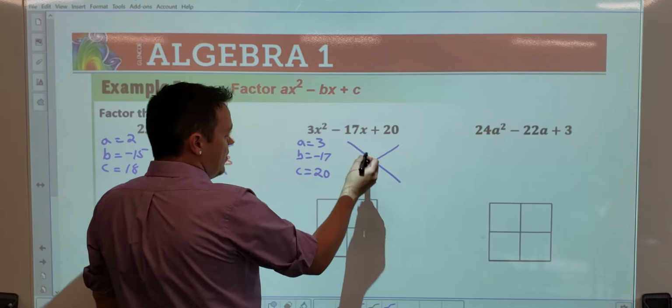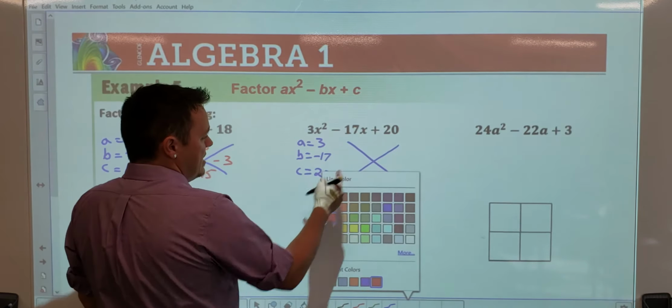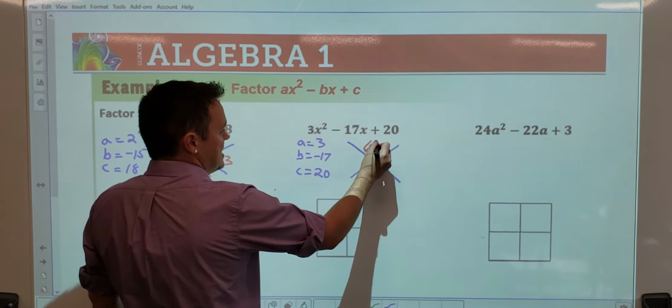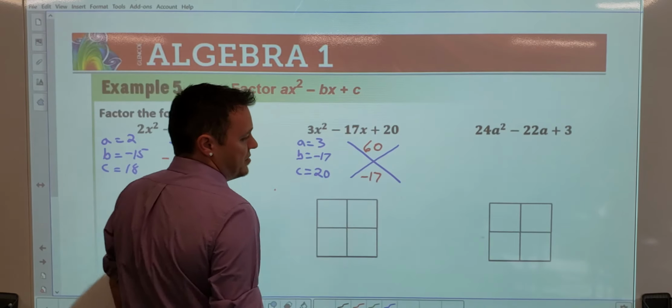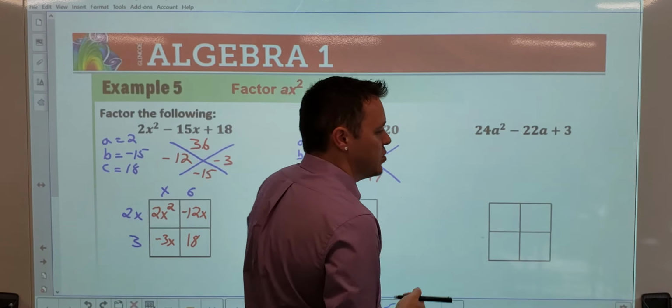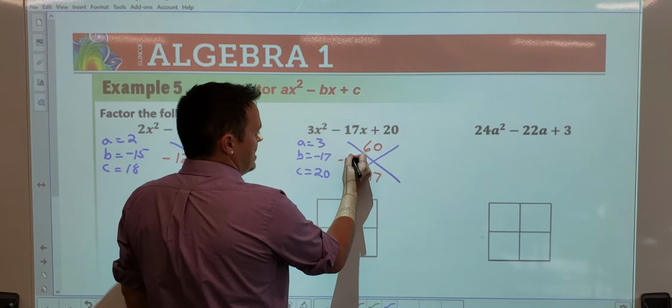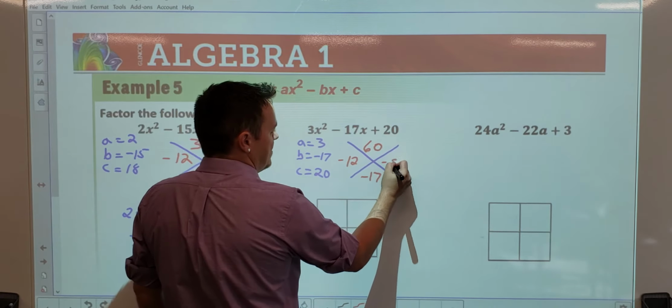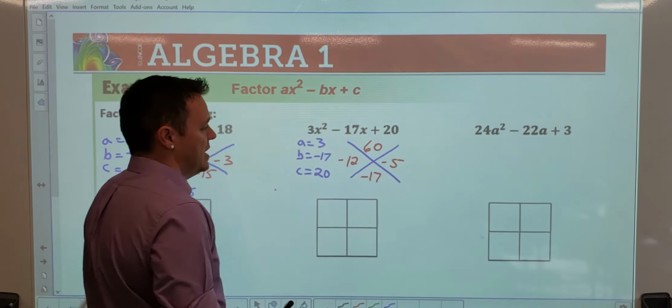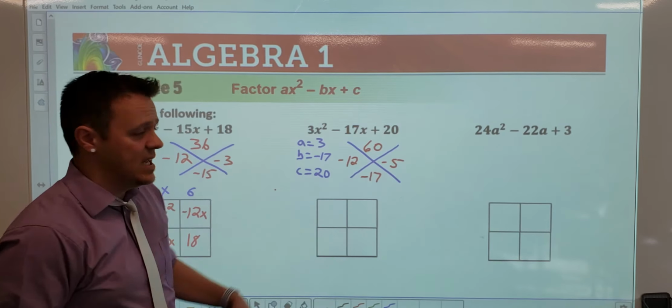All right, so now what you want to do on here, same setup, is A times C goes on the top. That would be 60. Negative 17 goes down here. And then what two terms would multiply to make this? This would be negative 12 and negative 5. Multiply those together, you get positive 60. Add them together, you get a negative 17.